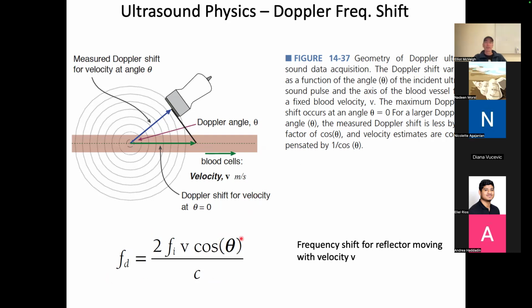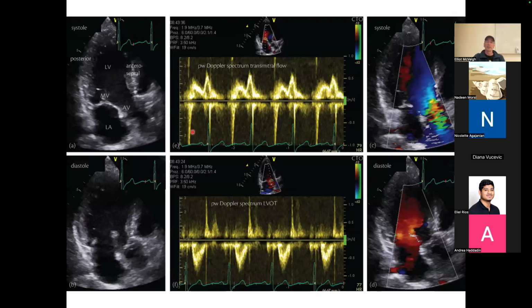But this can be used basically in real time on the machine to make velocity maps. And so you make a two-dimensional image and you look at the velocity shift and you map that on top of your two-dimensional image as a color. And then you see velocity. And so here's some examples.